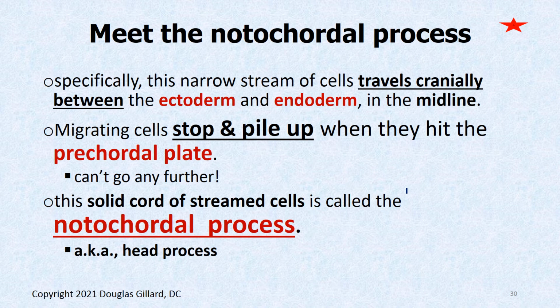All right, and we said they pile up, they hit the prechordal plate. That first structure, by the way, is not the official notochord proper. We have to go through a metamorphosis to get to the finished version. So the first kind of baby notochord is called a notochord process. Some authors call it the head process.